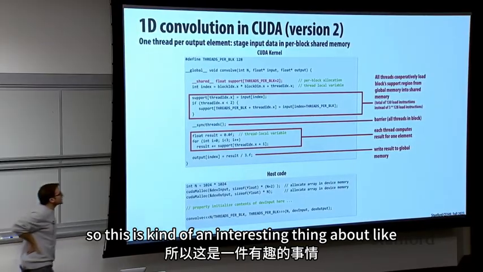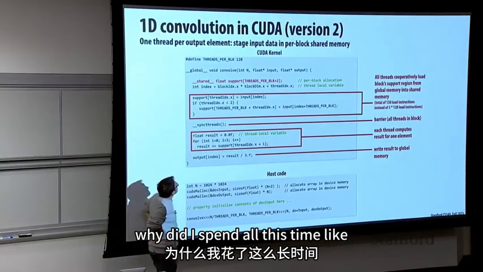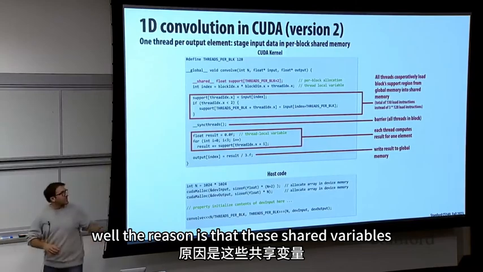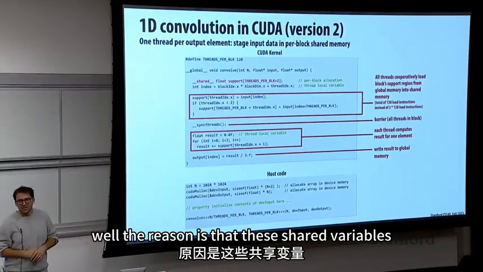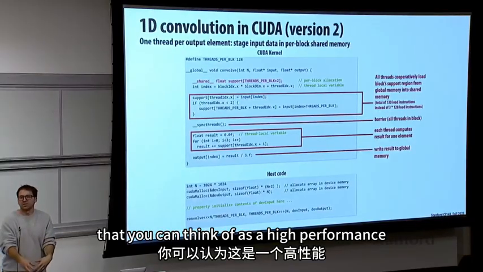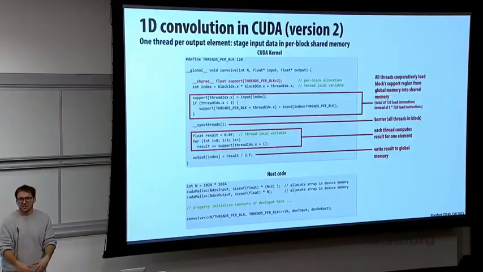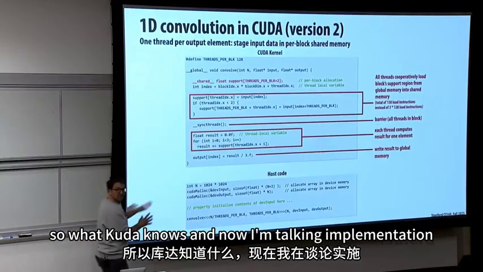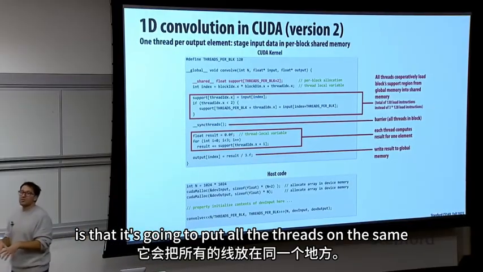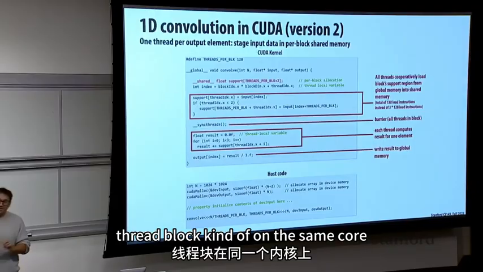So this is kind of an interesting thing about why I spent all this time orchestrating this computation. Well, the reason is that these shared variables are backed by storage that you can think of as a high-performance L1 cache. Okay. So what CUDA knows, and now I'm talking implementation, is that it's going to put all the threads in the same thread block on the same core.